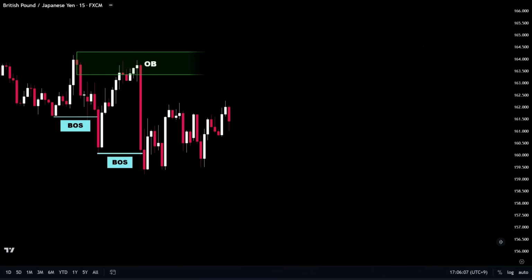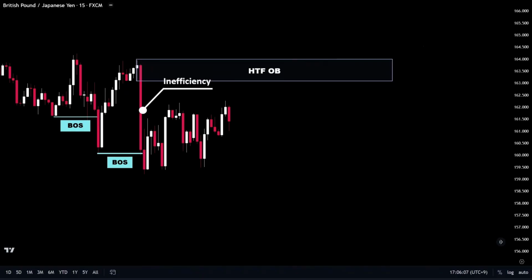Here we have the Pound Yen 15-minute timeframe chart, where we can see the following price action. As you can see, price is in a downtrend and has created a series of BOSs to the downside. We can see that price, after mitigation of the previous order block, sharply declined and formed a break of structure with two large red candles, leaving behind a significant inefficiency. So we can highlight this order block here. Based on our analysis, we anticipate that the price will reach this point to fill the inefficiency created by the previous price action. Then price may reverse from this zone and resume its downward movement.